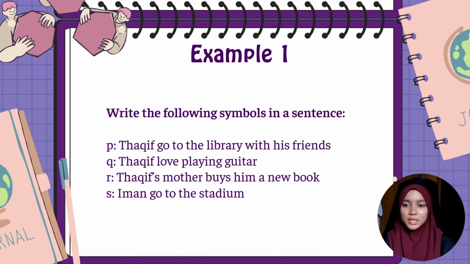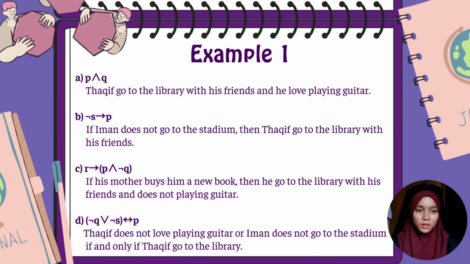Example 1. Write the following symbols in a sentence. P: Thaqif goes to the library with his friends. Q: Thaqif loves playing guitar. R: Thaqif's mother buys him a new book. S: Iman goes to the stadium. A: P and Q. So the answer is Thaqif goes to the library with his friends and he loves playing guitar. B: Not S implies P. If Iman does not go to the stadium, then Thaqif goes to the library with his friends.